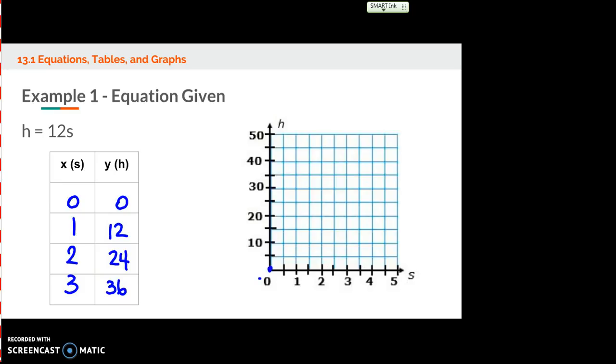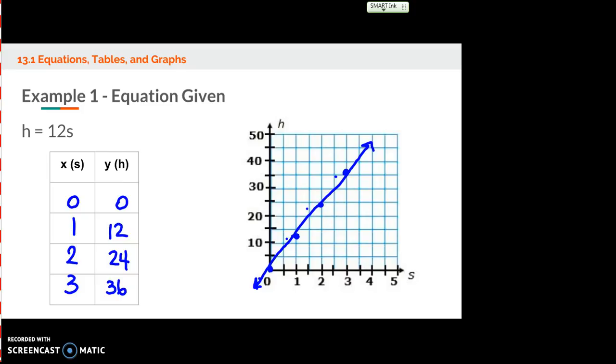All right, I'm going to see where, so 0, 0, 1, 12, and it looks like we're counting by 5. So we're going to go in the middle here. 2, 24, just shy of 25, and 3, 36. Well, there we go. And this is a line, so you're going to connect the dots.